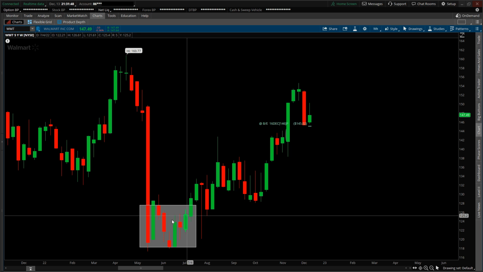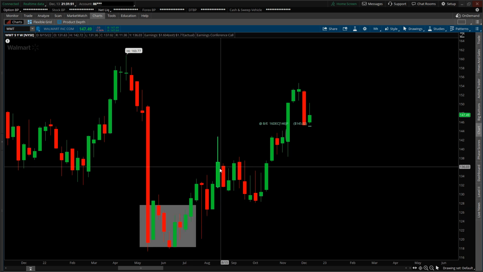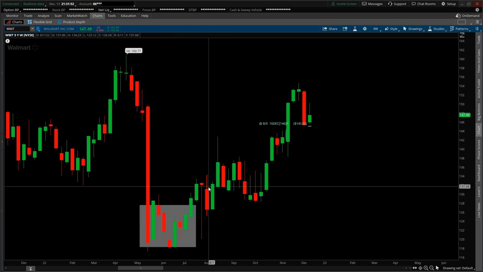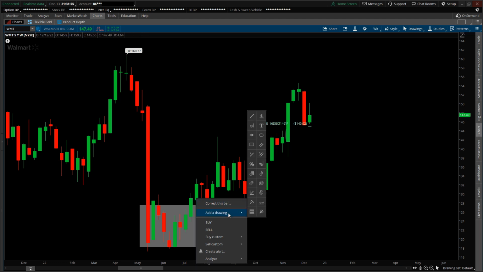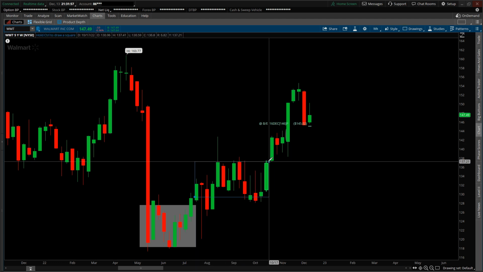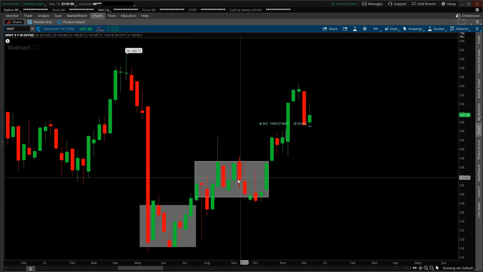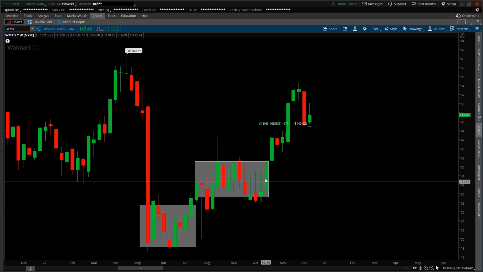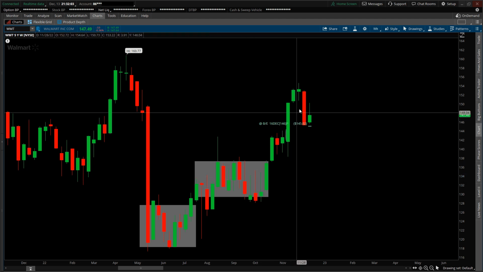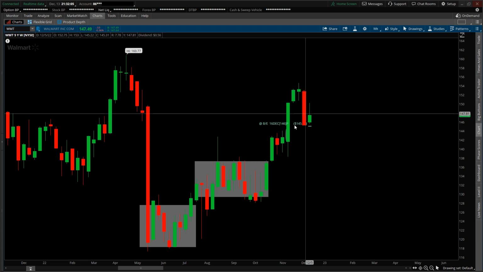So here we have one consolidation before price running up, and then when price did run up, there was a second consolidation phase where price just went sideways for several weeks. And then it broke out to its current trend right here.